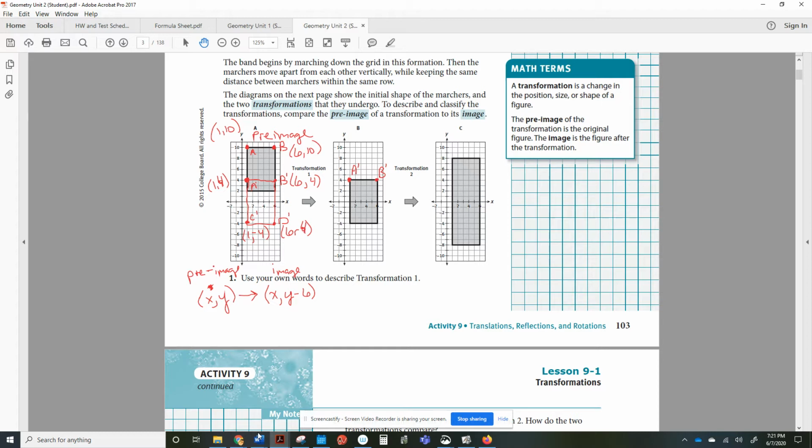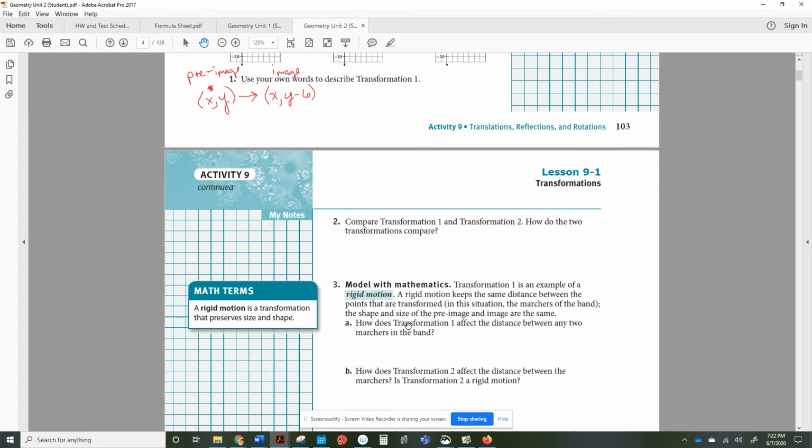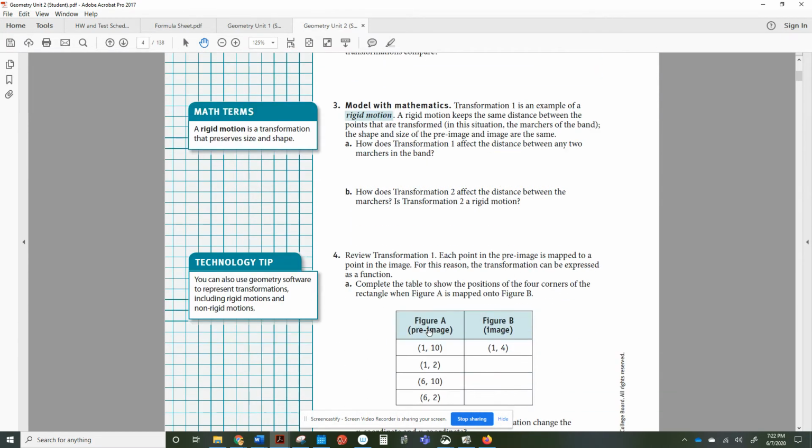So for this transformation, the x value stayed the same and the y value, we would say translated down 6, because we subtracted 6. So what did we do to the pre-image? We shifted it down 6. We translated it down 6. And you can go in both directions, either left or right, or you can go up and down.